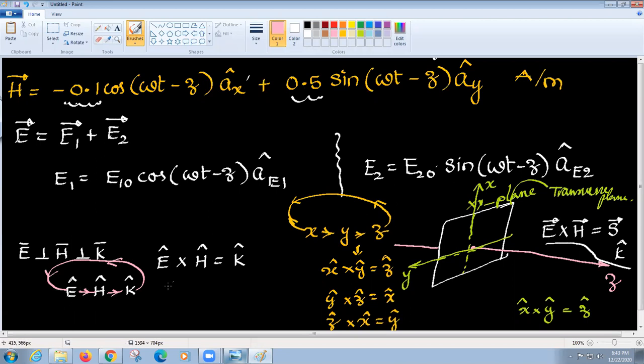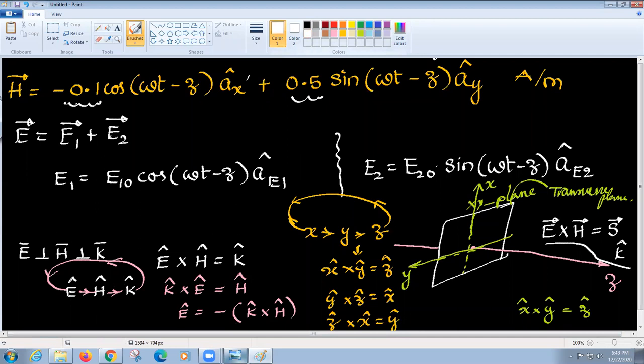So what do you have from this? I know from the right hand rule that K cross E, going from K all the way to E, is equal to positive H. But I already have H, and I need to find E. So can I say this? What I can say is that E is nothing but negative K cross H.